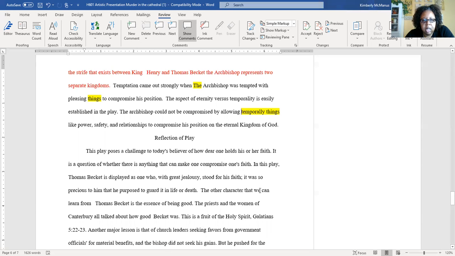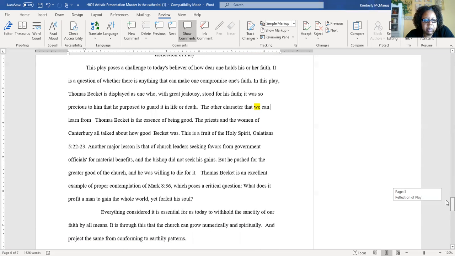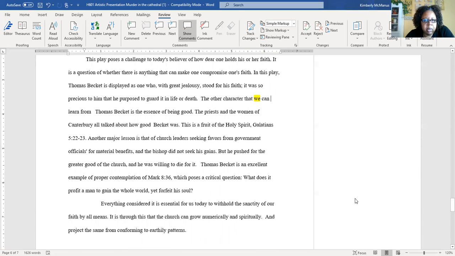Who is we? So remember, in academic writing, you do not want to use we. That's first person plural. It's the essence of being good. The priest and the women of Canterbury all talked about how good Becket was. This is a fruit of the Holy Spirit, Galatians 5:22. And you should have put that in parentheses.